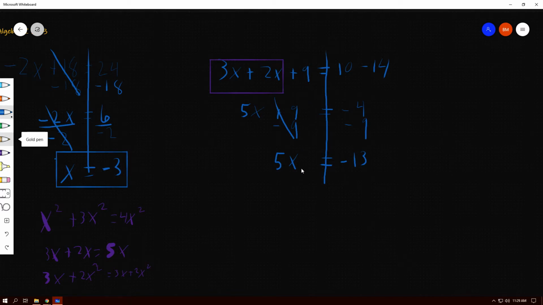And then, what am I solving for? I'm solving for x. What's on the same side as x? The 5. How do you get rid of the 5? Well, it's multiplying, so I'm going to divide. I divide both sides by 5. And my answer is x equals negative 13 divided by 5.